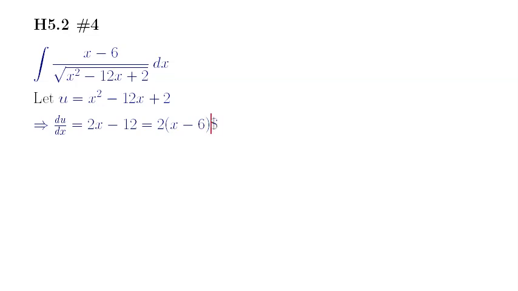Then the next step is to take the reciprocal of both sides, so we write dx over du equals 1 over 2 times x minus 6. Then one last step is to multiply both sides by du, so that dx is equal to du on top, and then 2 times x minus 6 on the bottom. So we got that, and we're going to use it to rewrite the integral.